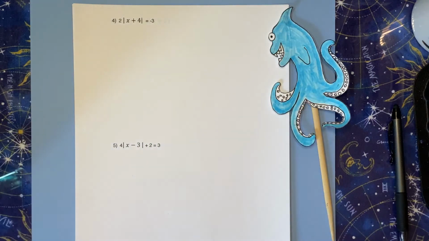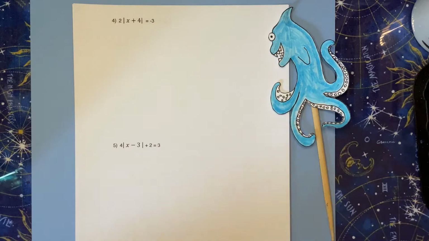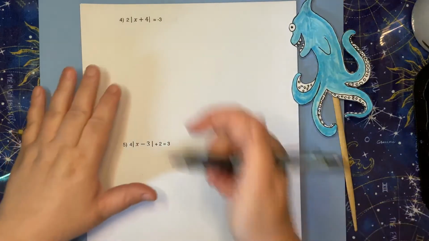Woohoo! Welcome back. Today we're working with absolute values in equations. And we're going to start right off the bat with one that is a big, wait, what? Example, which is number 4. So let's take a look.